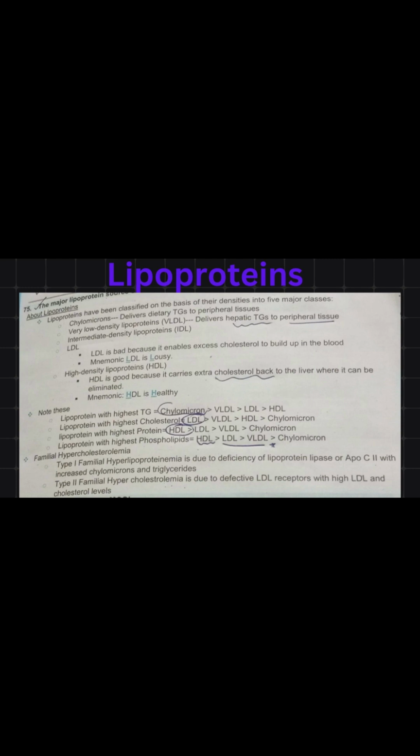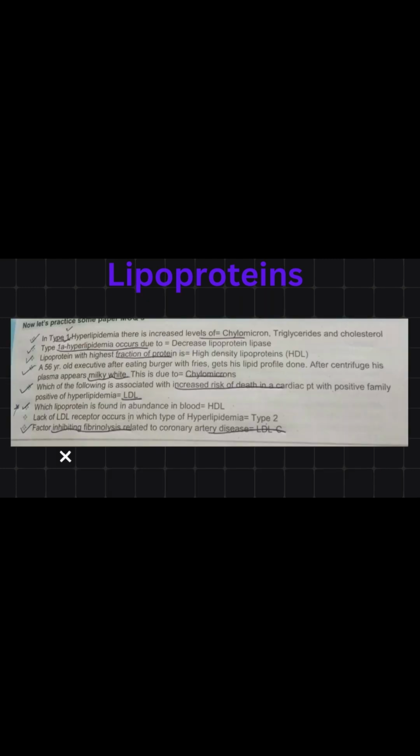Type 1 hyperlipidemia is going to cause increased level of chylomicron and triglycerides and cholesterol. Type 1 alpha hyperlipidemia occurs due to decrease lipoprotein lipase. Lipoprotein with highest fraction of protein is HDL. A 56-year-old executive after eating burger with fries gets a lipid profile done. After centrifuge, his plasma appeared milky white. So that is due to the chylomicrons.